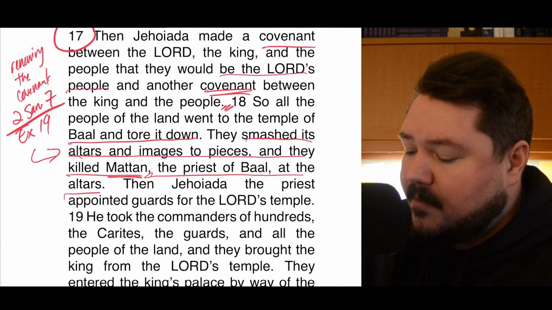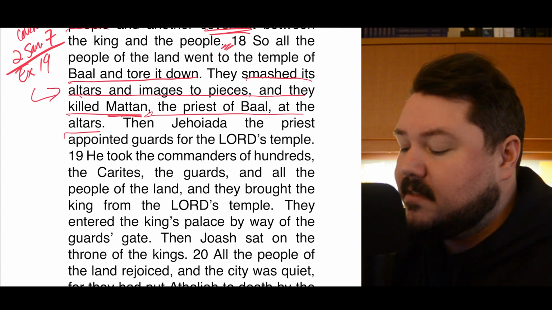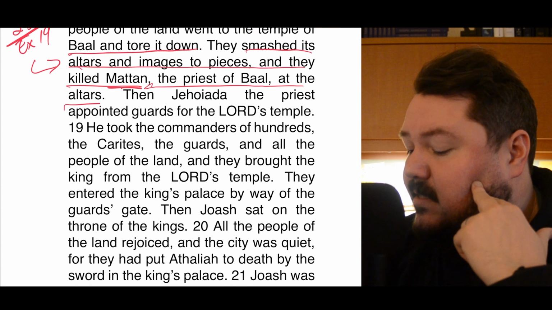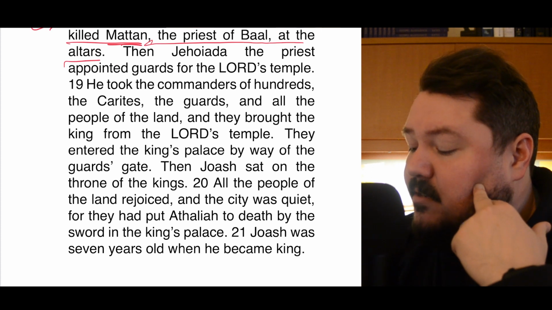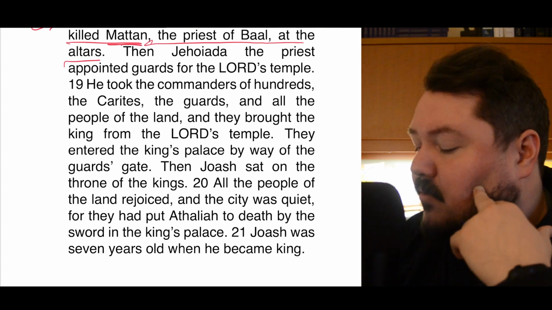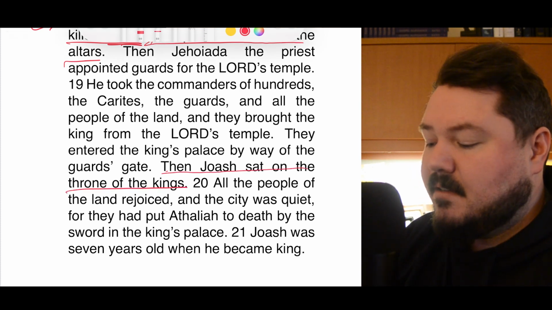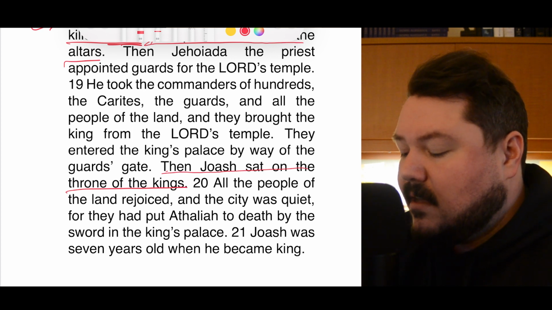So then Jehoiada the priest appointed guards for the Lord's temple. He took the commanders of hundreds, the Kerites, the guards, and all the people of the land, and they brought the king from the Lord's temple. They entered the king's palace by way of the guard's gate. Then Joash sat on the throne of the kings. So Joash is now king. All the people of the land rejoiced, and the city was quiet, for they had put Athaliah to death by the sword in the king's palace.